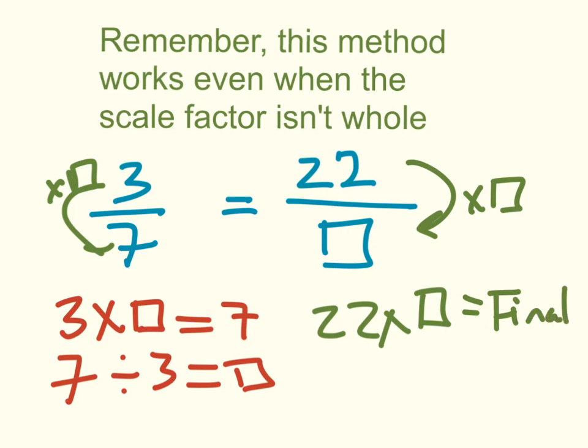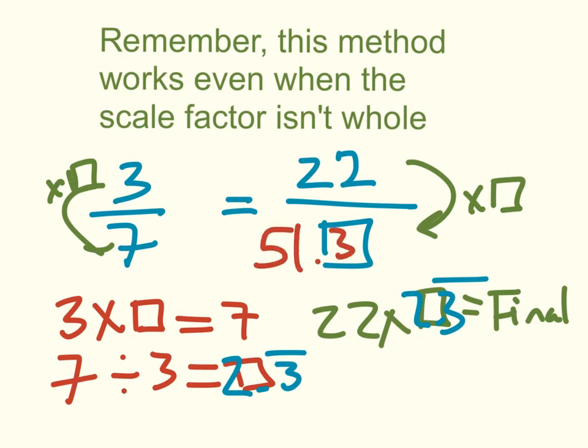And in this case, when I take 7 and divide it by 3, I end up with 2.3 repeating. And so now if I take 22 times 2.3 repeating, I'm going to get my final answer, which when I punch it through comes out to 51.3 repeating. So I can still do these problems even if I don't have a whole number, but it does just get a little messy.